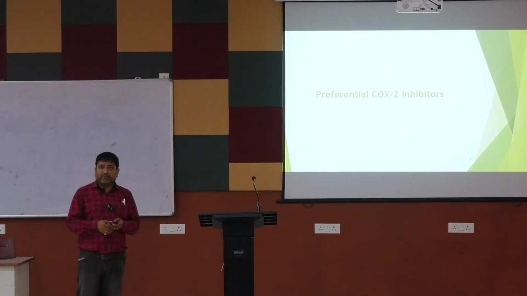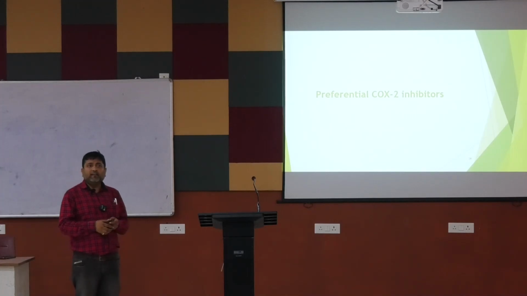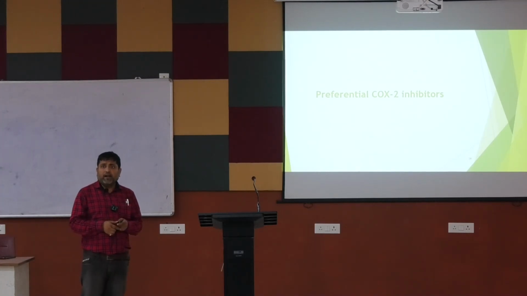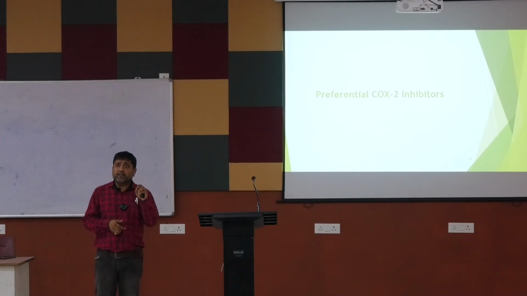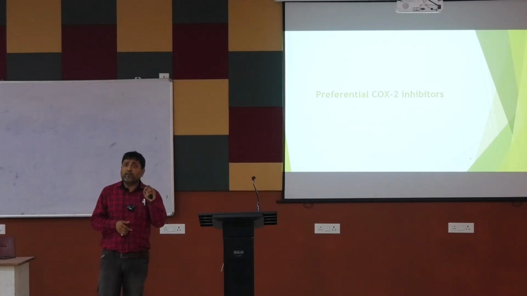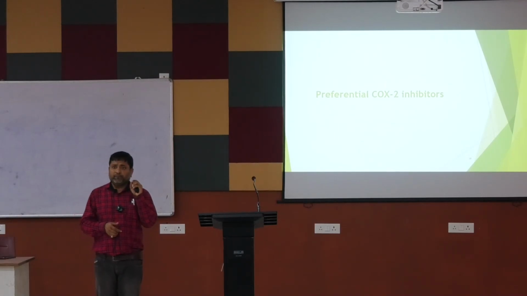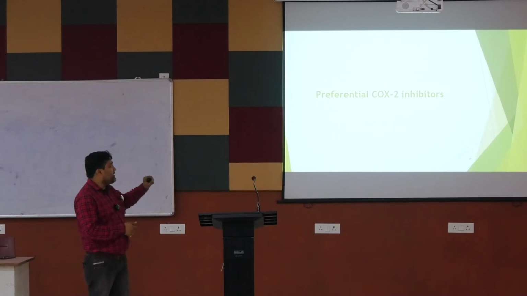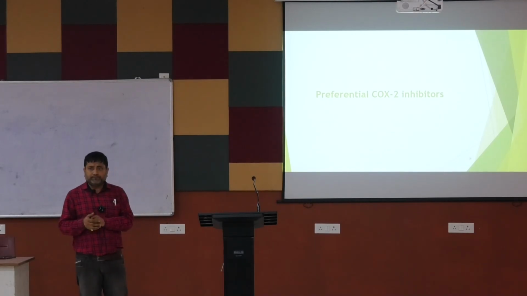Preferential COX-2 inhibitors: they inhibit COX-2 more than COX-1. What is the advantage in that? The advantage is in the gastric cells: gastric toxicity is shown because of inhibition of the COX-1 enzyme in the gastric mucosal cell. Now, as they are inhibiting COX-2 preferentially, the gastric toxicity is reduced.